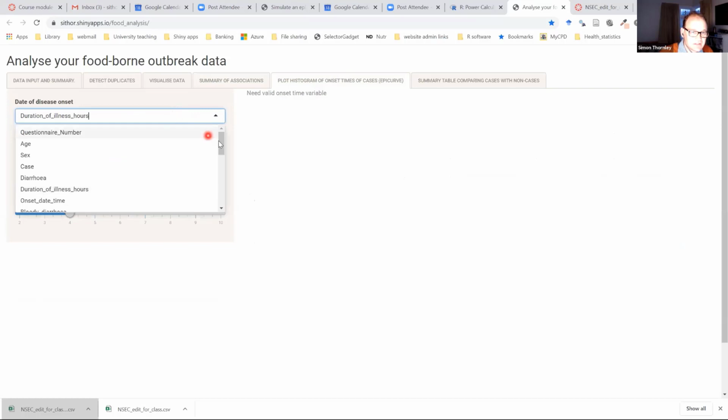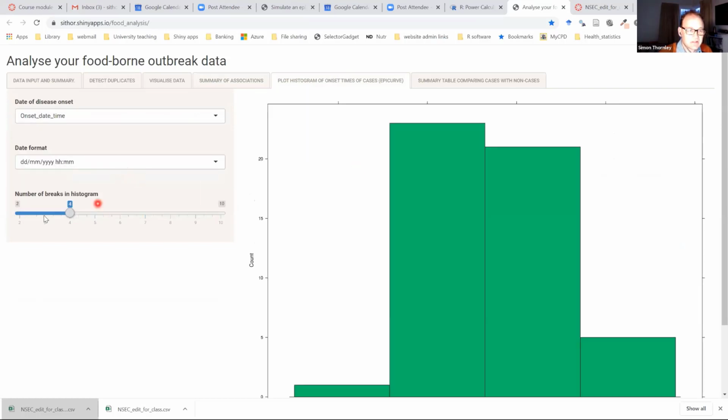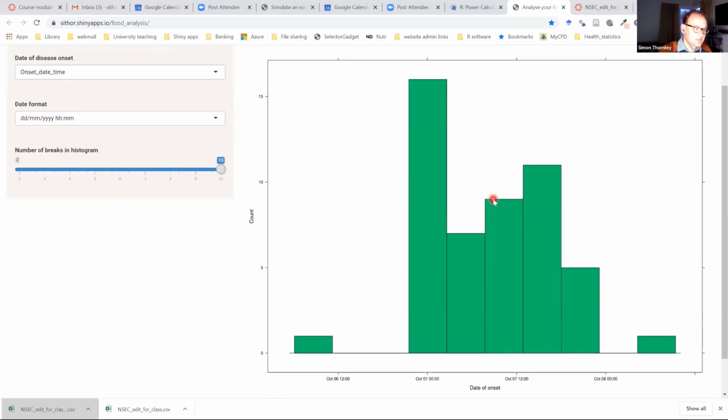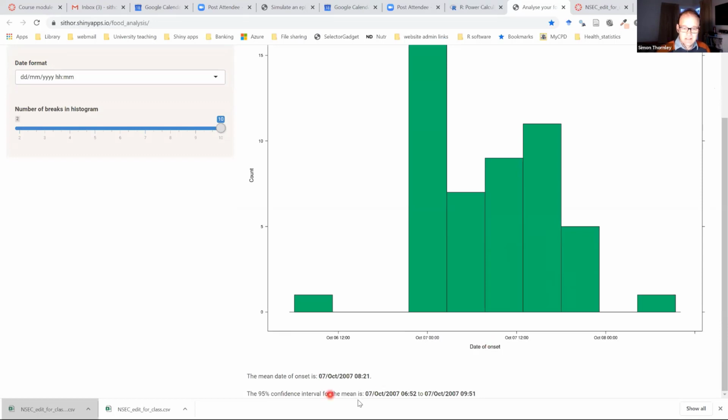Hang on, that's not the right one. It's the onset date and time. Here we go. This is what we call in the trade an epicurve. It's just a histogram of the time of onset. And we can see that the mean date of onset here is the 7th of October in the morning. And the food was served 12 hours beforehand. So that tells us the incubation period's about 12 hours.